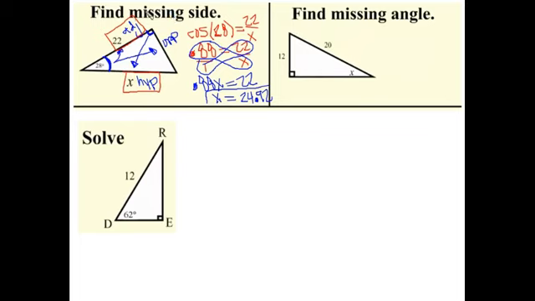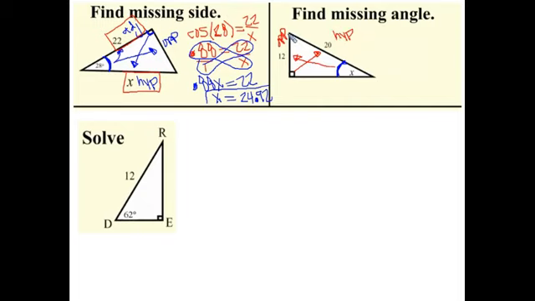Now on the other side, instead of finding a missing side, we can actually figure out a missing angle. Again, we're still going to use those trig functions to help us out. We're trying to figure out this particular angle, what's its degree measure. In relation to this angle, let's label the sides we know. 12 would be the opposite side. And notice how 20 is opposite the right angle, so this would be the hypotenuse.